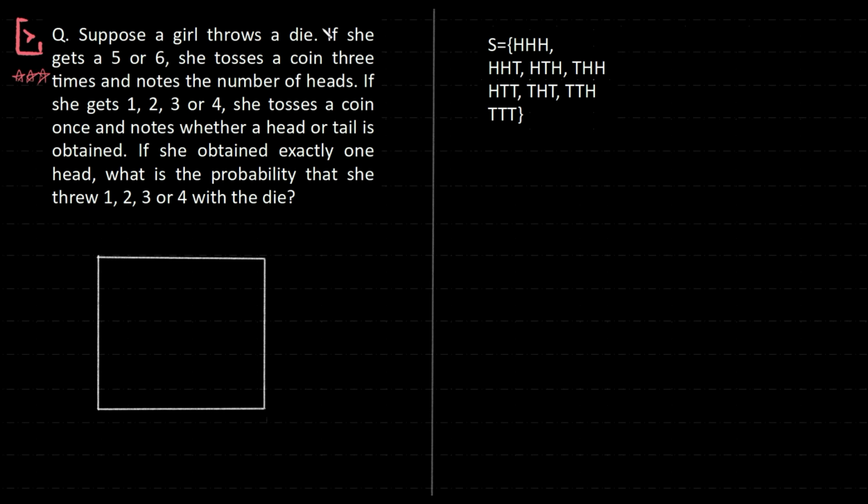Suppose a girl throws a die. She gets 5 or 6. She tosses a coin 3 times and notes the number of heads. If she gets 1, 2, 3, or 4, she tosses a coin once and notes whether she got a head or tail. If she obtains exactly one head, what is the probability that she threw 1, 2, 3, or 4 with the die? So let me explain the situation actually.